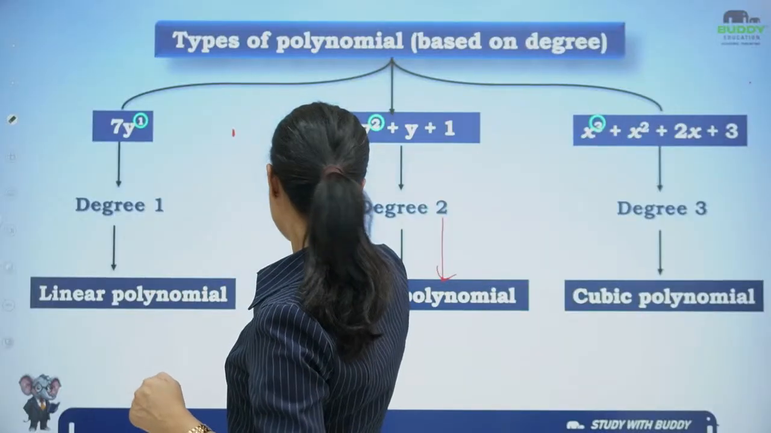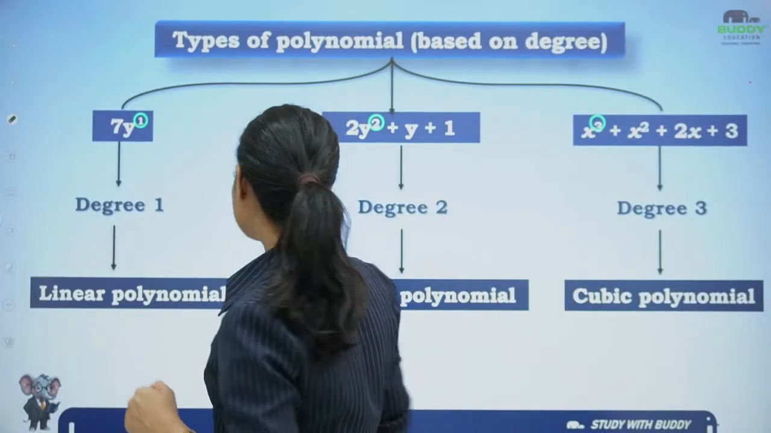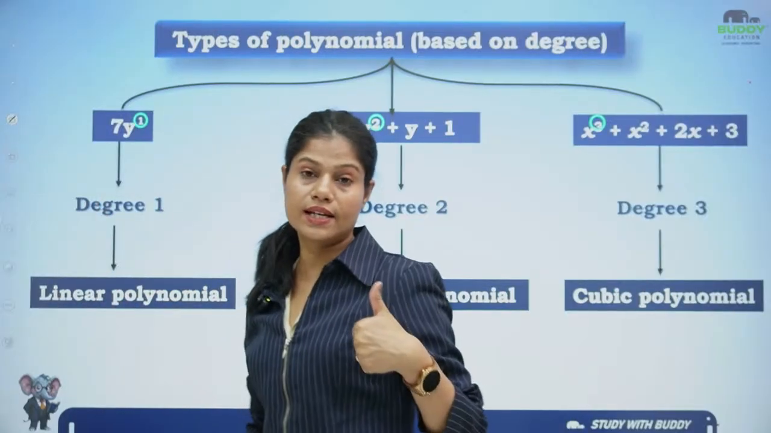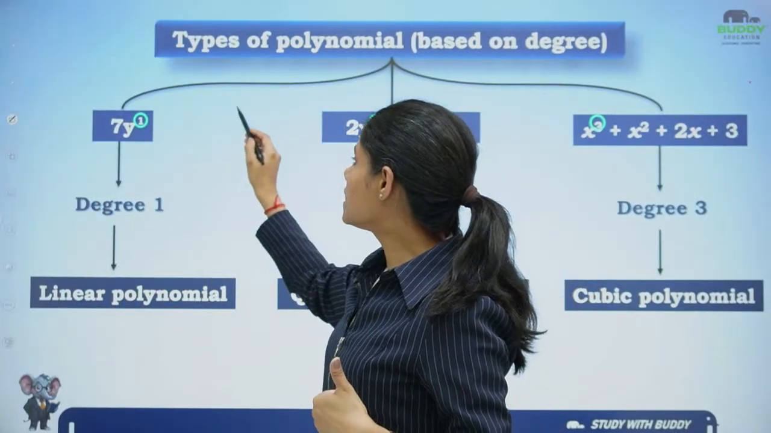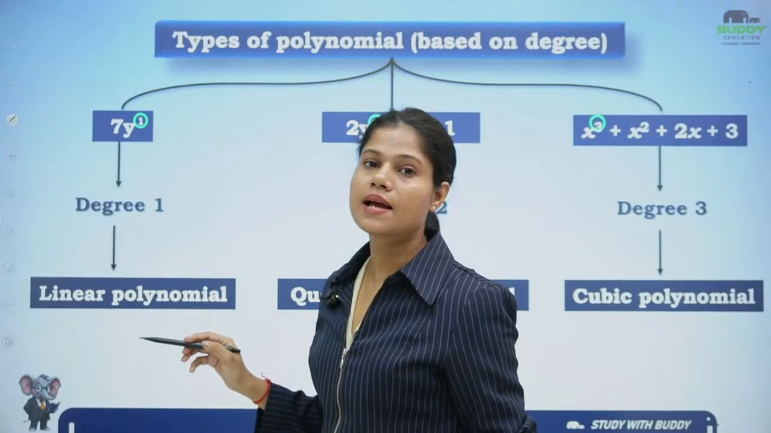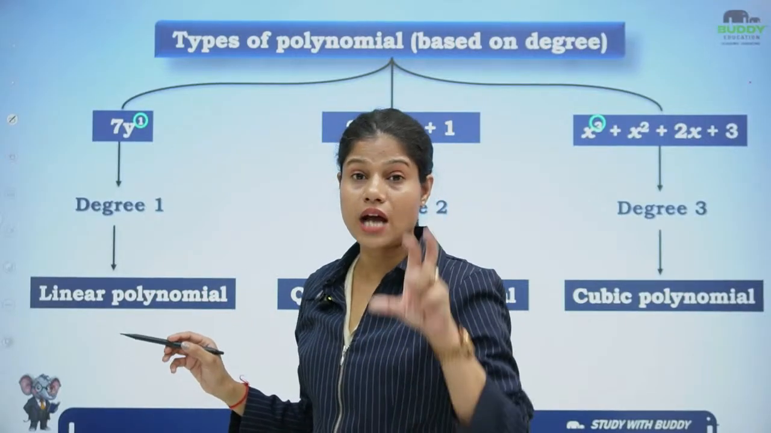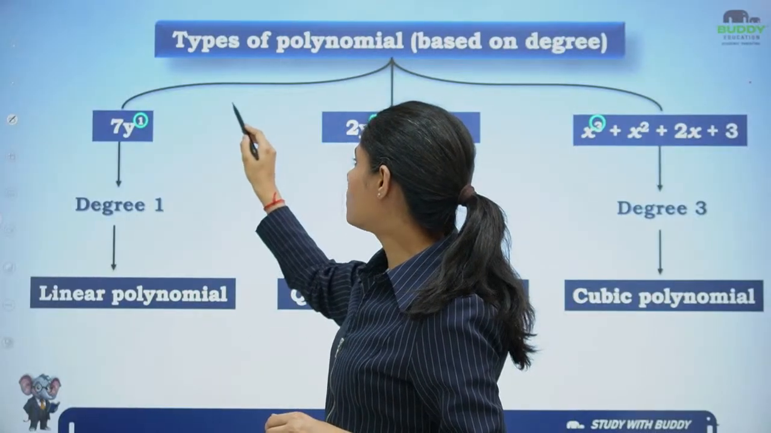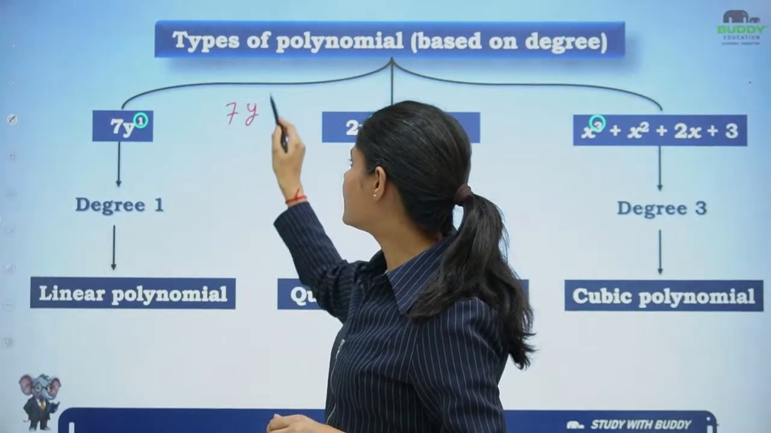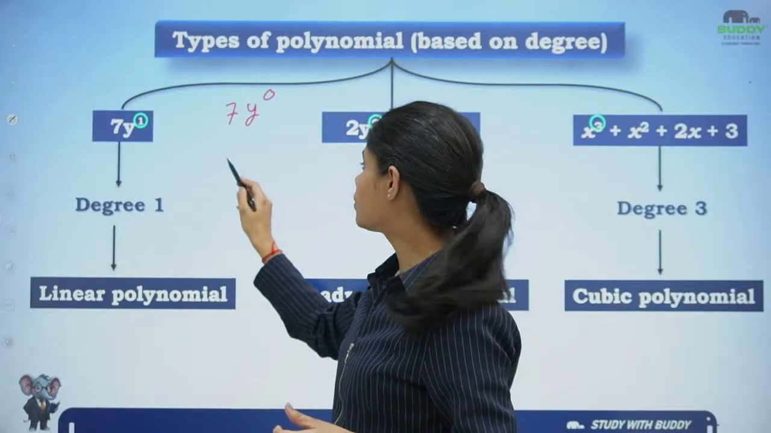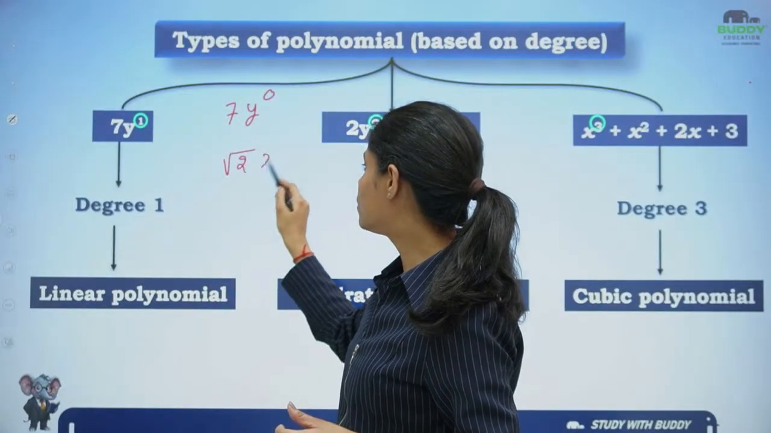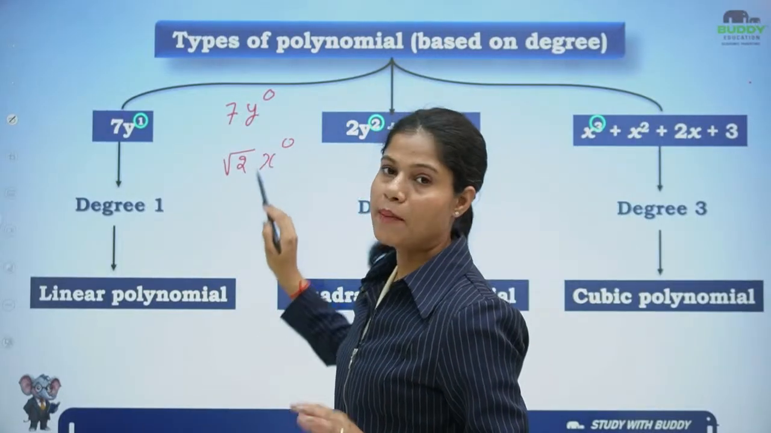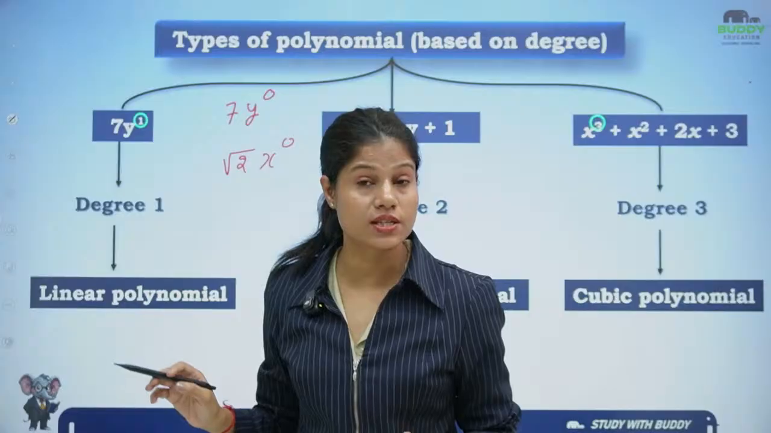So for now, what we are explaining is the constant polynomial, and those are the ones in which the degree is 0. When I say the degree is 0, I mean the highest power of the variable is 0. So I can talk about 7 into y raised to the power 0, or I can talk about root 2 into x raised to the power 0, right? All these examples of polynomials are constant polynomials.